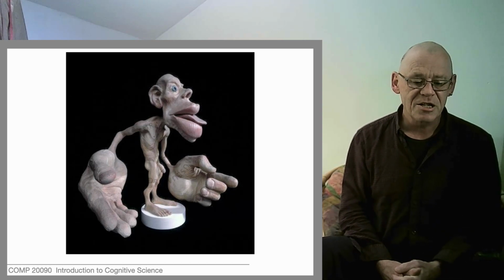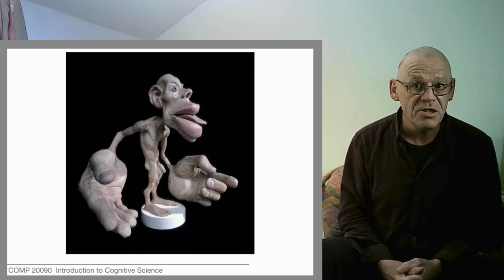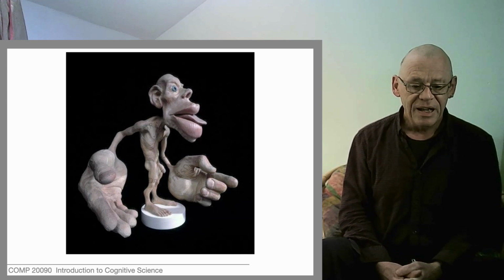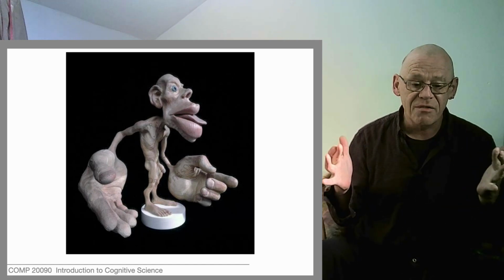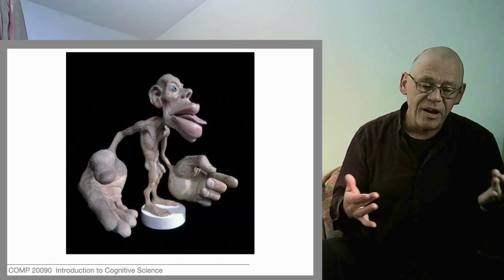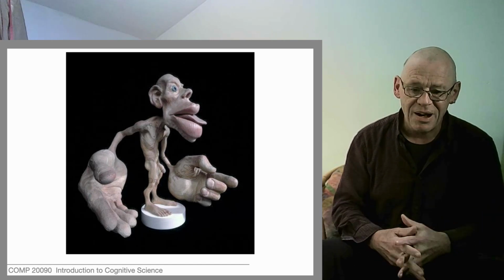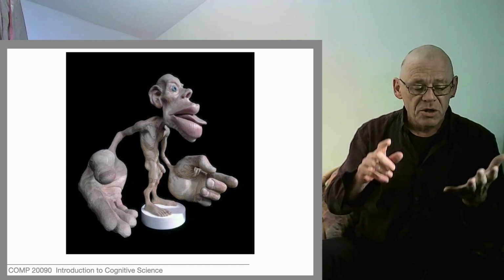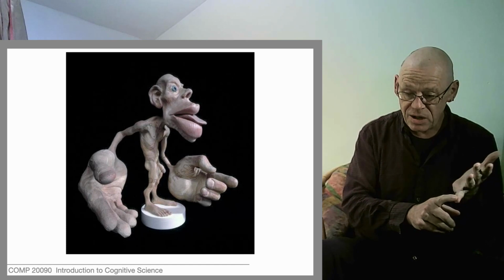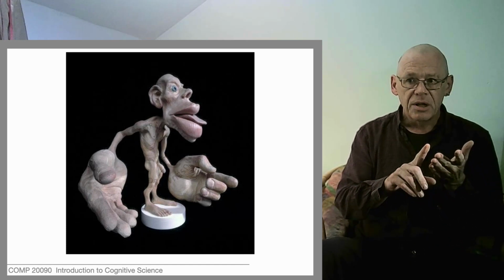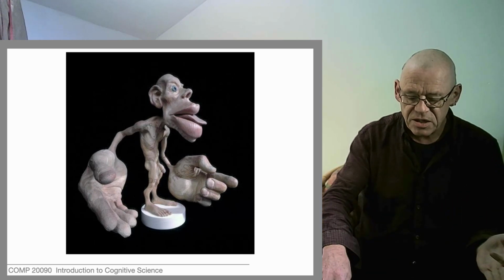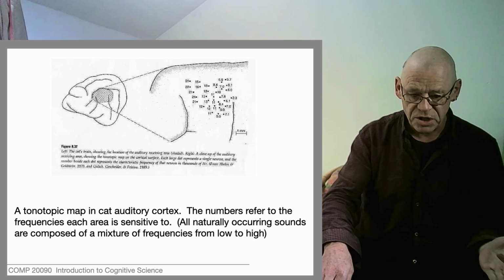This little homunculus has been assembled to show the relative changes in size of the areas. Again, you can see the mouth area, the tongue and the lips and the hands are very, very sensitive, whereas the elbows, knees and heels just hardly feature at all. So we've seen this mapping for vision now from the retina and for touch. The third sense where we see this is hearing or audition.